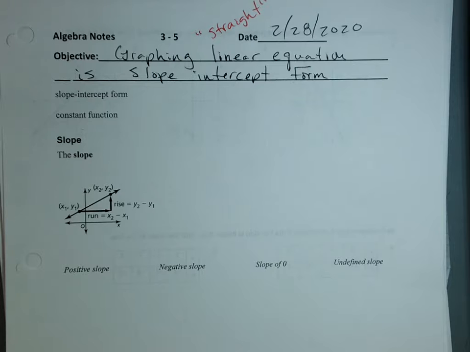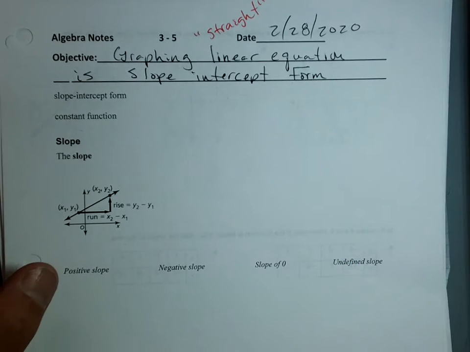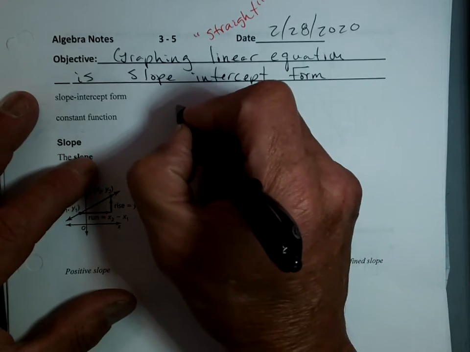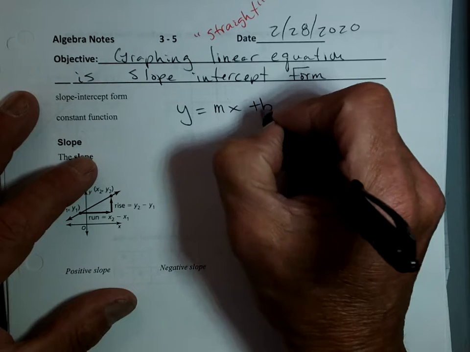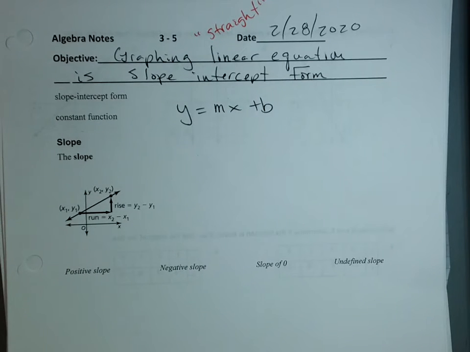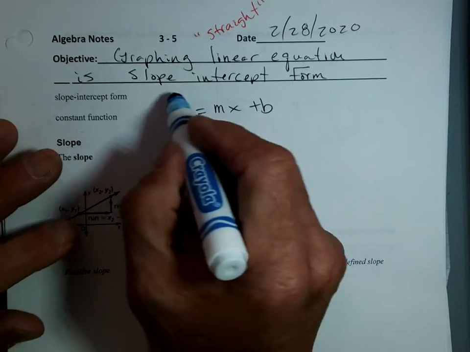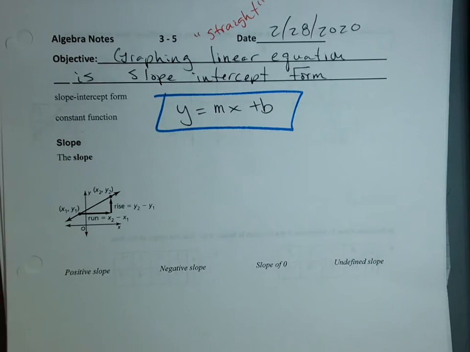Now, I want you to write this down. Y equals mx plus b. Anybody heard that before? Good. Write that down, okay? That is your slope-intercept form. They call it slope-intercept form because m is slope, right? M is slope. And b is your starting point or your y-intercept, okay?